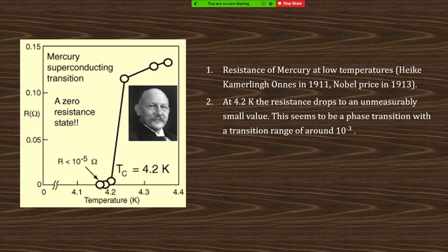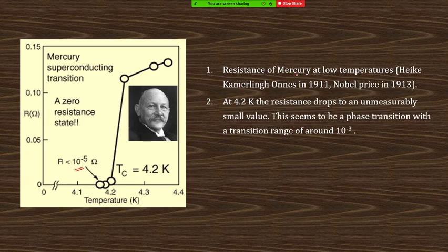Just below 4.2 Kelvin, the resistivity becomes of the order of 10 to the power minus 5 ohm, so it tends to nearly zero. You can check the change from that point to that point. There is an abrupt change, so this becomes a zero resistivity, right?